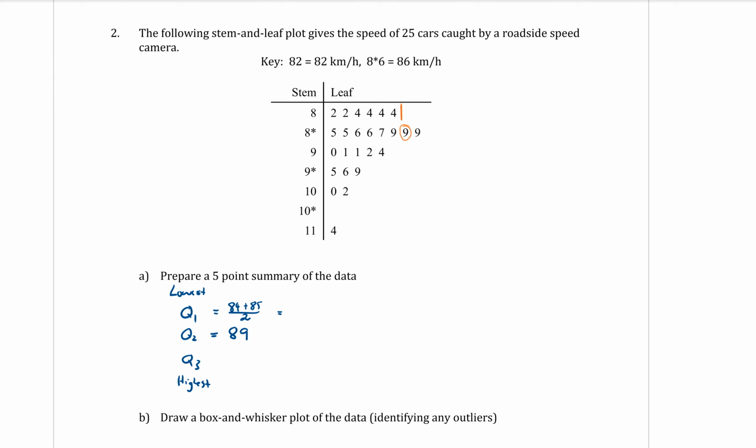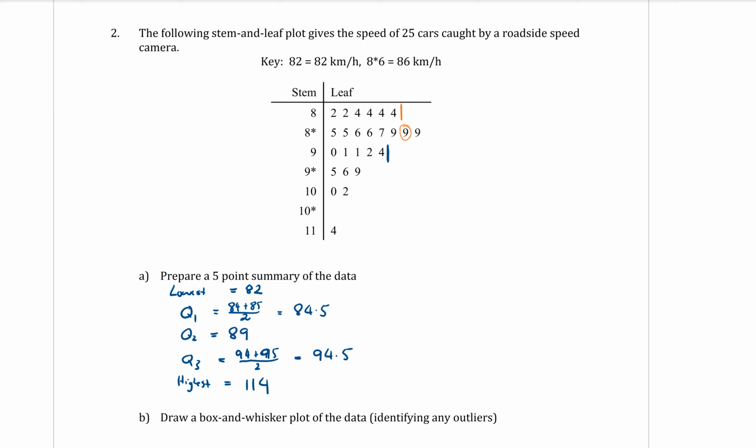Okay, let's do the upper quartile. So there's 12 scores up there as well. So that's going to be between the 6th and the 7th as well. So 1, 2, 3, 4, 5, 6, and 7 is going to be between 94 and 95. So that is 94.5. My lowest score is 82, and my highest score is 114, correct.